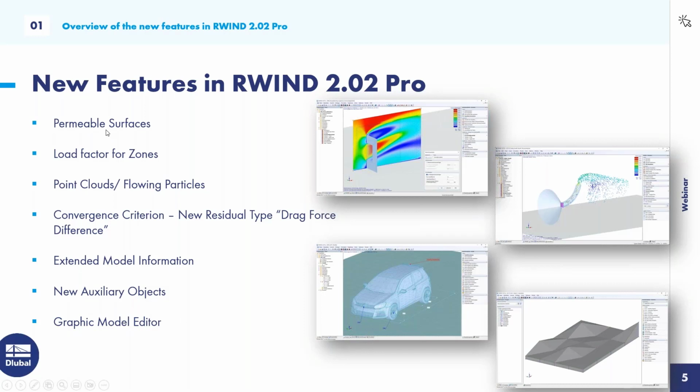So the first new feature I want to talk about on the slides are the permeable surfaces. These are surfaces with a pressure condition where you can simulate a pressure drop on the backside of the surface to reduce the wind speed, because you have there some textile membrane or something which is not fully closed but also not fully open, and then you can simulate it.